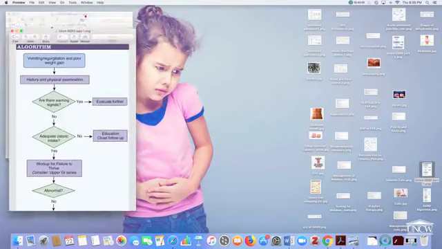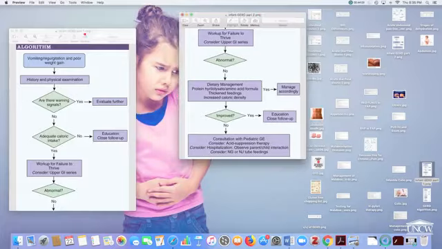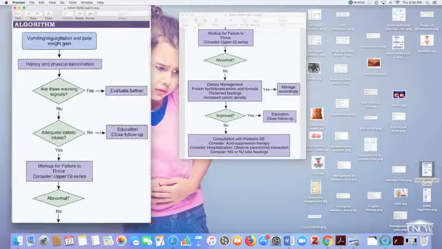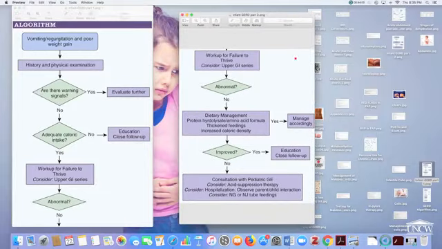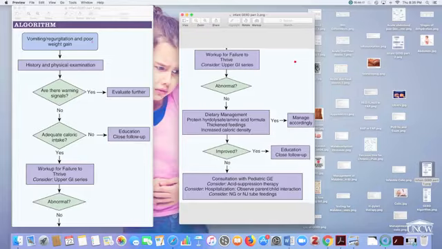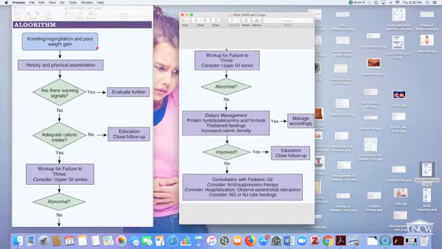So I wanted to go over this algorithm with you because it's a really nice, quick algorithm that will help you make a management decision for children who have vomiting or regurgitation with poor weight gain, okay? So again, consider these three things have to be present. If you have an infant that comes in with vomiting and regurgitation, okay, those two things are different.